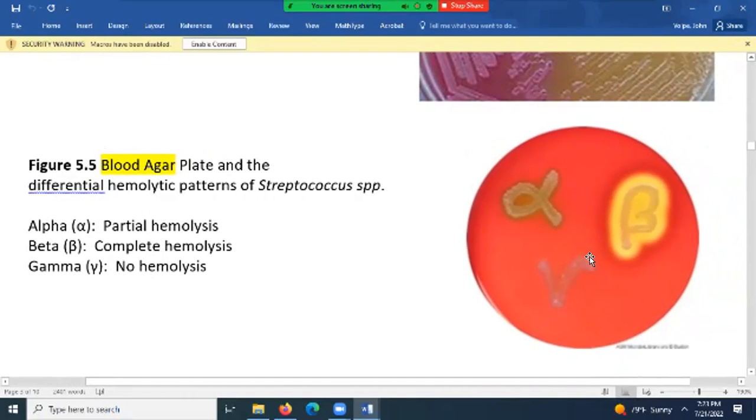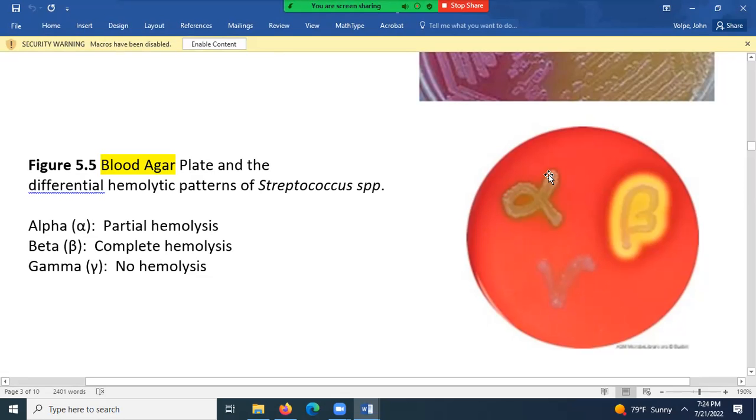Here we have bacteria shown in white by the gamma, and this is showing gamma hemolysis, where the blood is red all the way from anywhere on the plate, all the way to where the bacteria are growing, meaning gamma hemolysis, which is also no hemolysis.